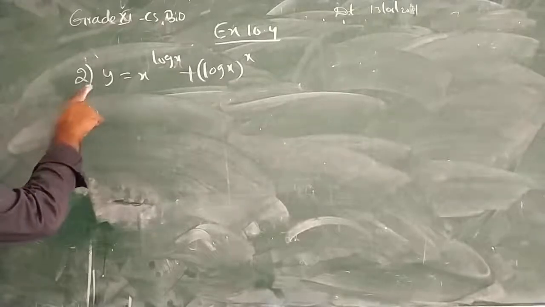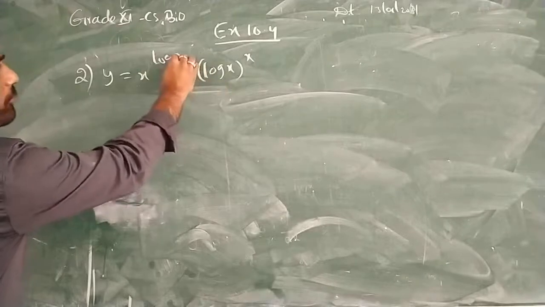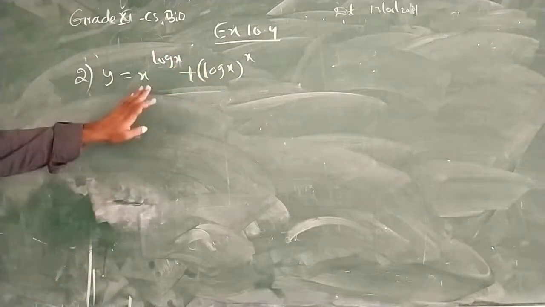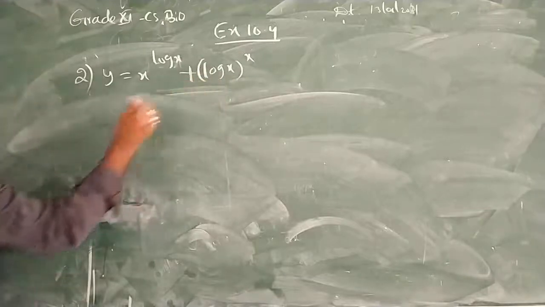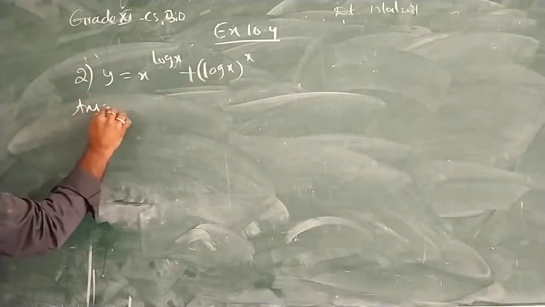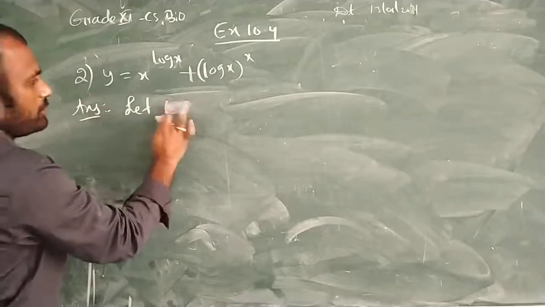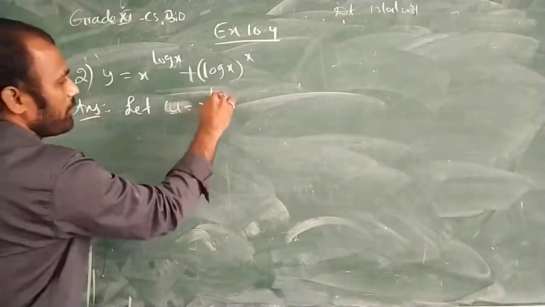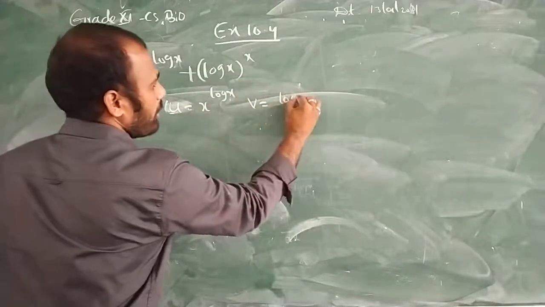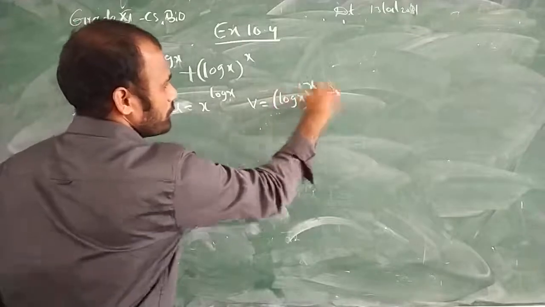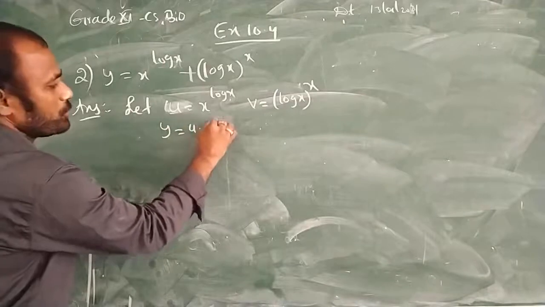Next, let us see the second question. y is equal to x to the power of log x plus log x to the power of x. So of course we have to use logarithmic differentiation, but here we have two different functions. So let us assume like this: let u is equal to x to the power of log x, and v is equal to log x to the power of x. So that can be written as y is equal to u plus v.